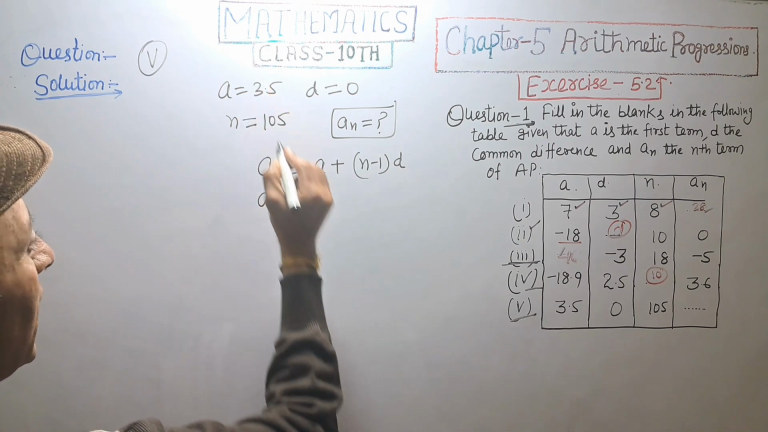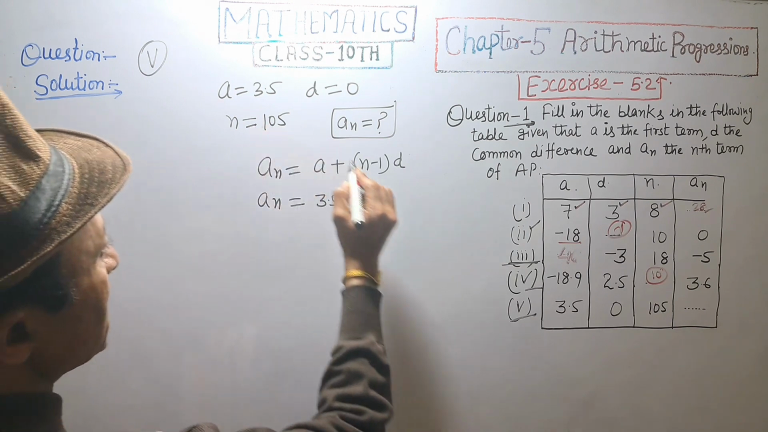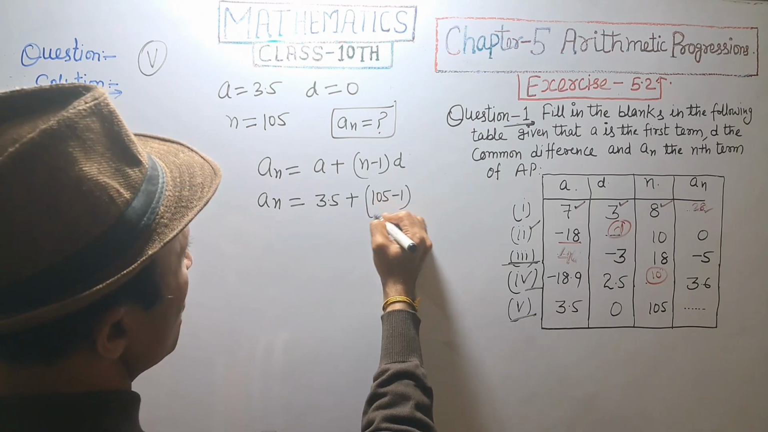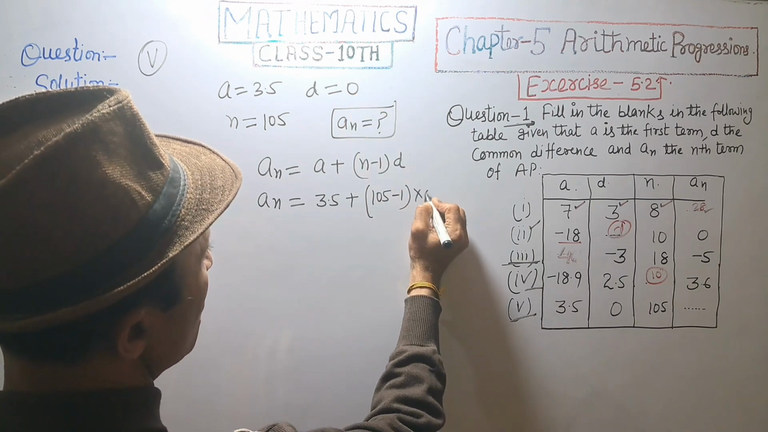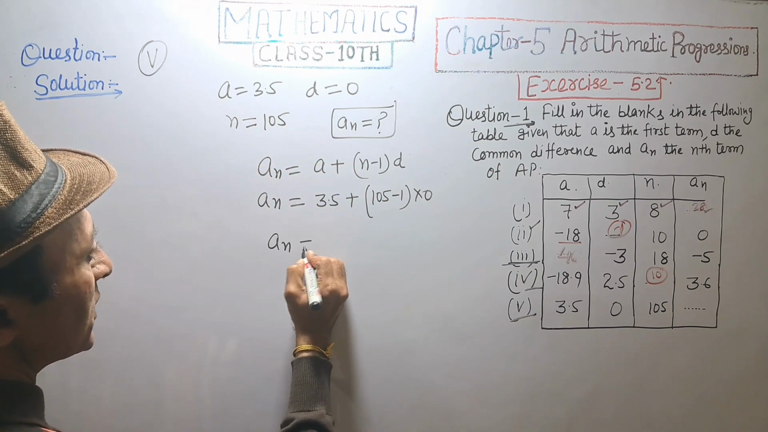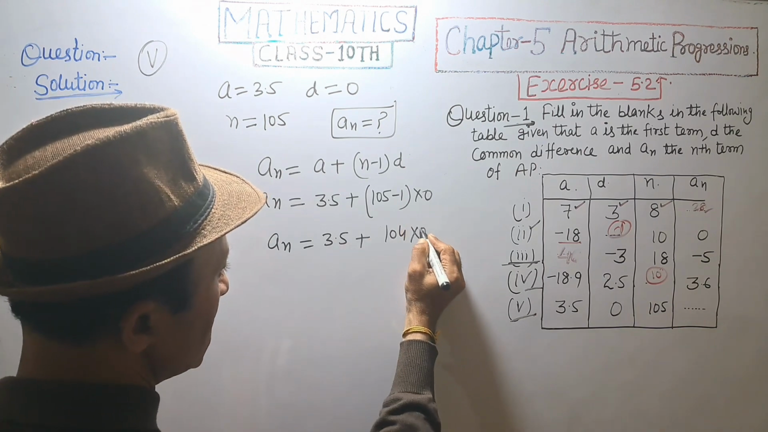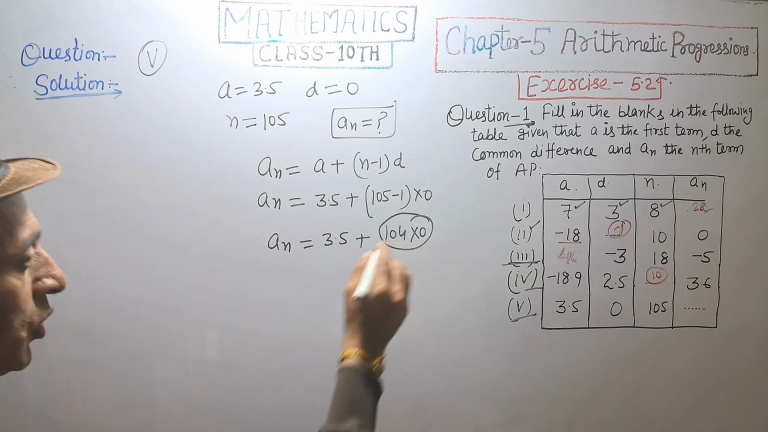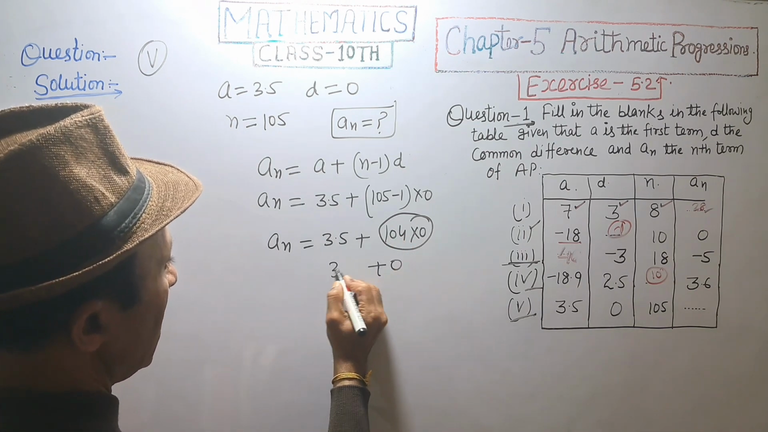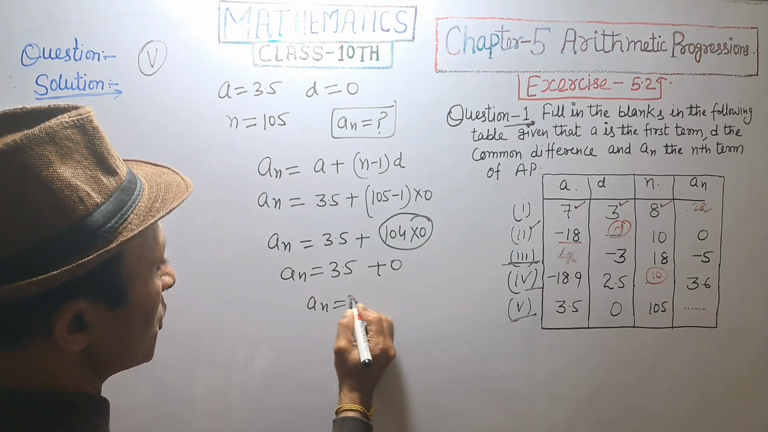An is equal to A, here 3.5, plus N, here 105, minus 1 into D, which is 0. An is equal to 3.5 plus something multiplied by 0. 0 multiplied by something will be 0, and adding 3.5, we get An is equal to 3.5.